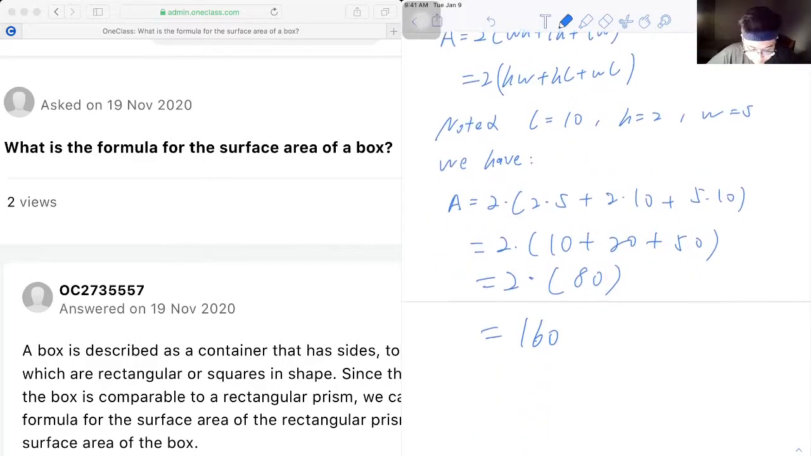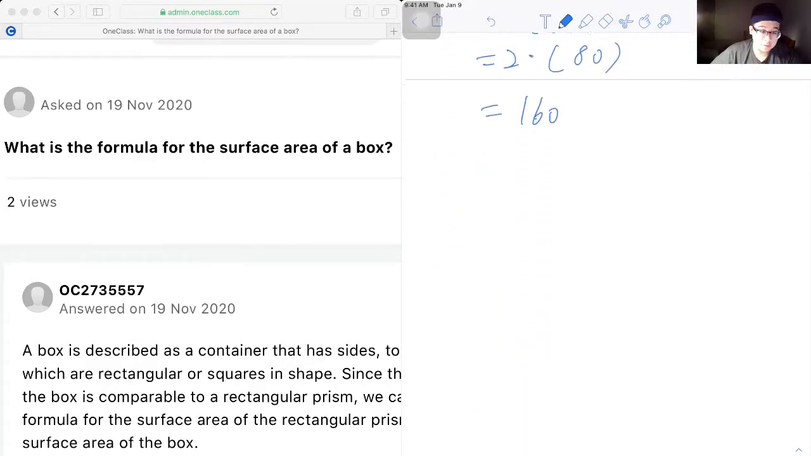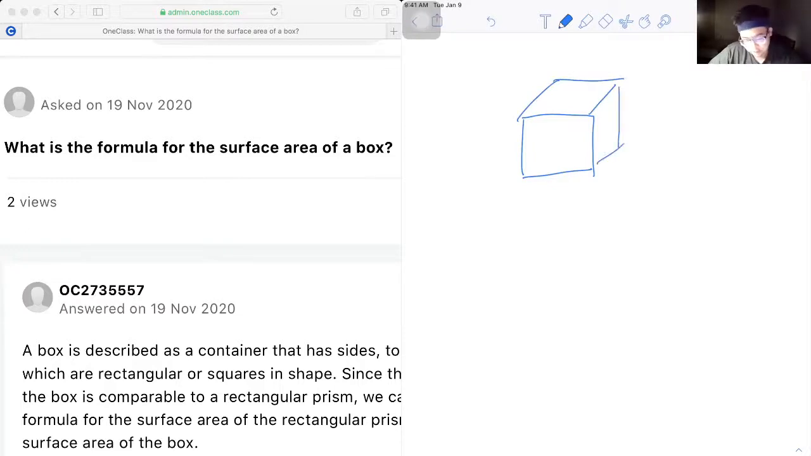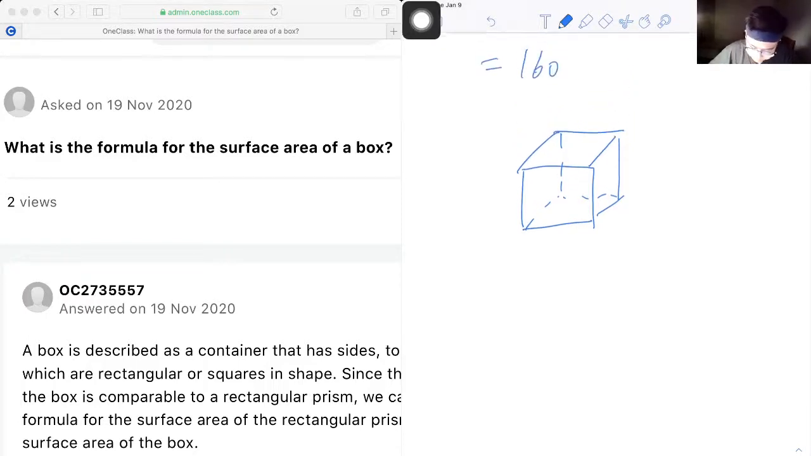Yep, so that's how we find the surface area of a box. Oh, and just one more thing. If we have a box that has 6 surfaces that are all squares, you just need to calculate the area of one side and then multiply it by 6.